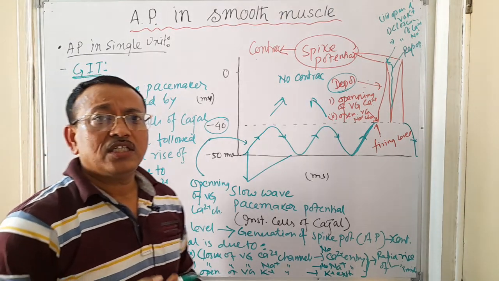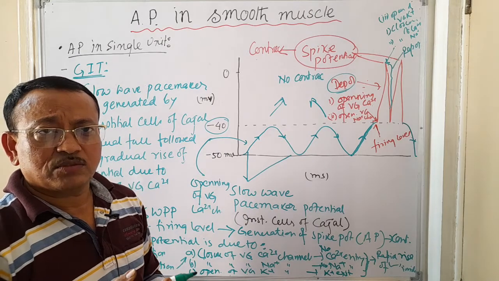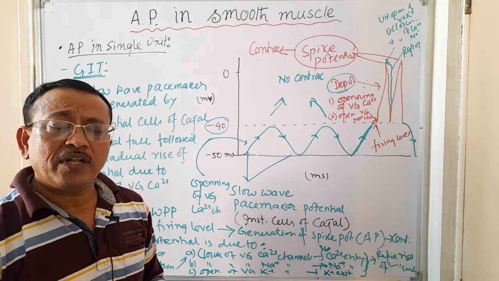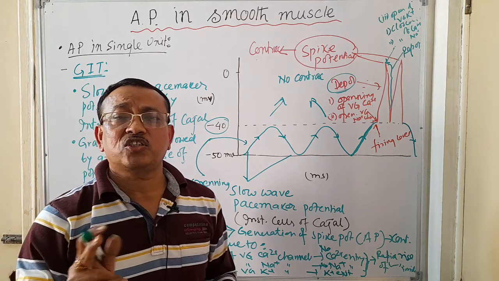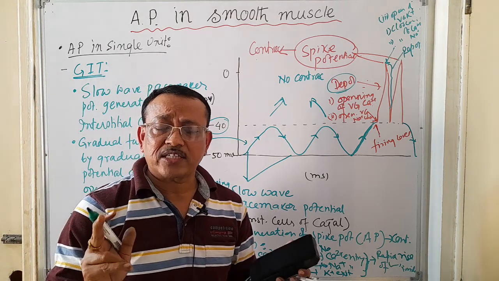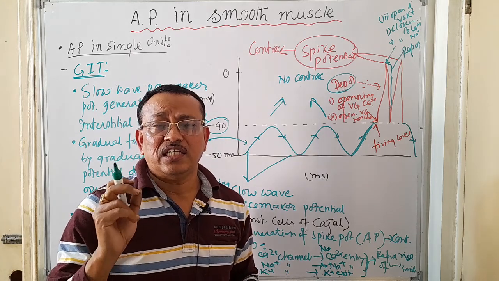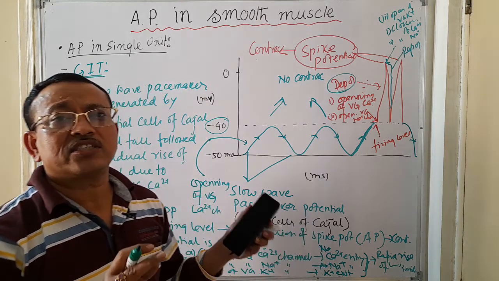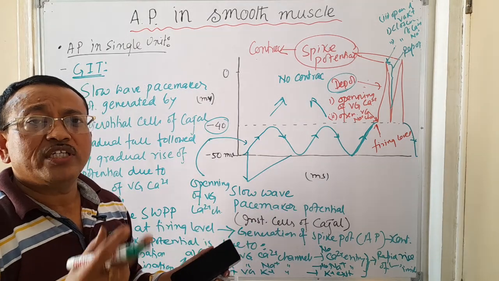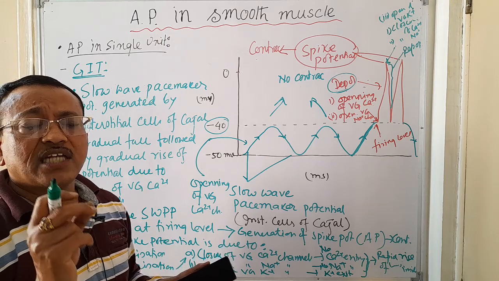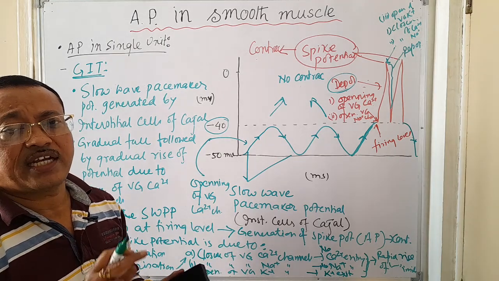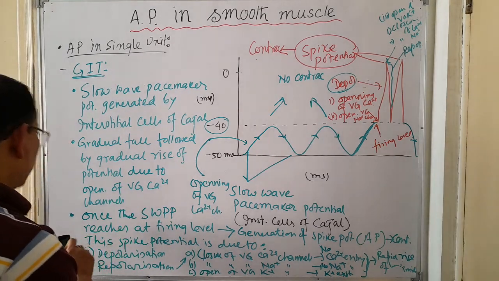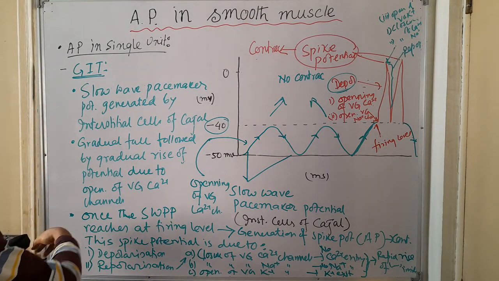Another form of single unit smooth muscle is present in the uterus, which resembles the action potential in cardiac muscles. Whatever action potential I discussed in the case of cardiac muscle, the same type of action potential is seen in uterine smooth muscles, which has an extra phase known as the P2 phase, that I am not going to discuss here. So next one is the action potential in multi-unit smooth muscles.